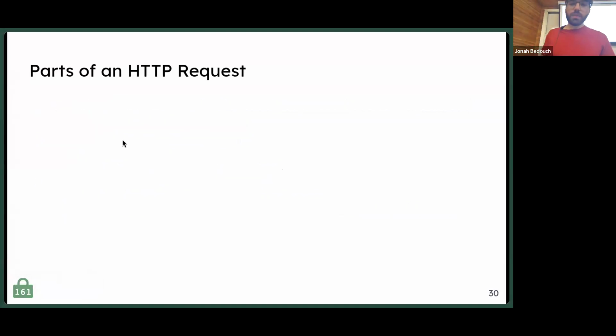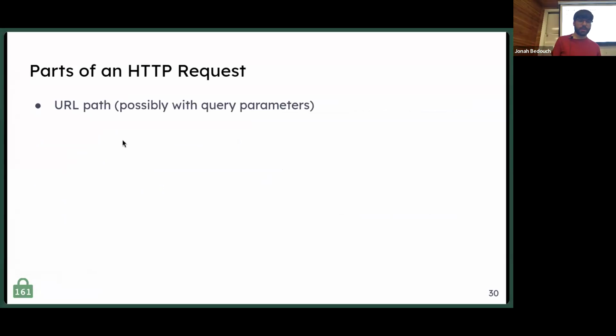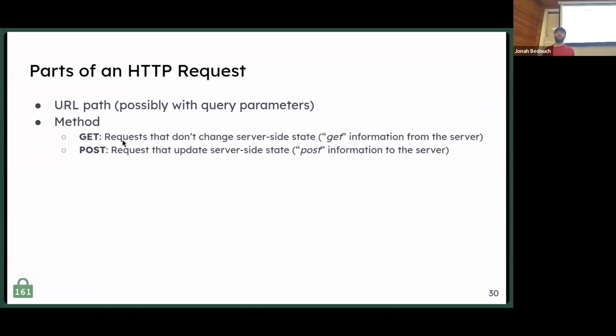OK. Parts of an HTTP request. There is a URL path that might have some query parameters. There is a method. We have two methods to choose from. Actually, there's more than two, but we'll only talk about two in this class. We have GET and we have POST. GET is basically asking the server for some information. It's a request that shouldn't change the server-side state.